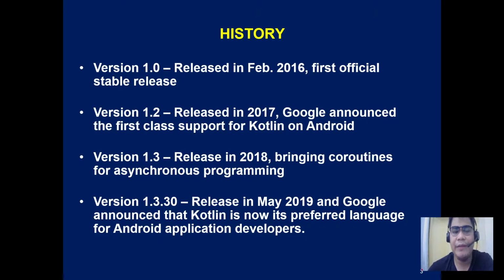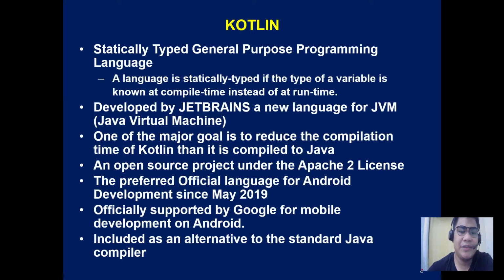Take note of the different versions and the different tiers of these versions of Kotlin. And aside from history here, we will be talking about Kotlin. So Kotlin is a statically typed general purpose programming language. So what does it mean when you say statically typed? A programming language is statically typed if a variable is known at compile time instead of runtime.